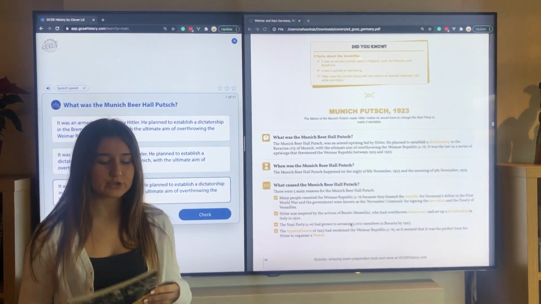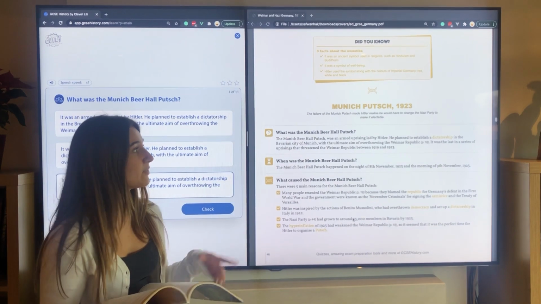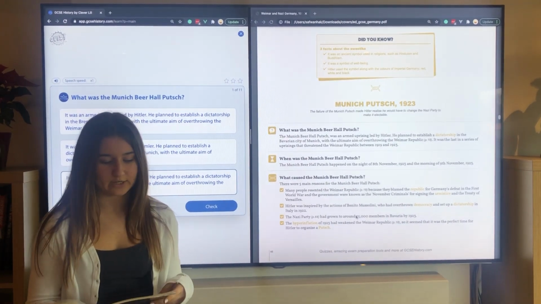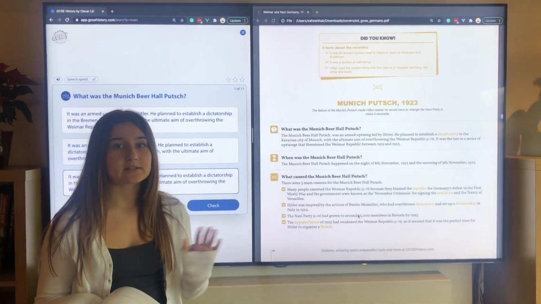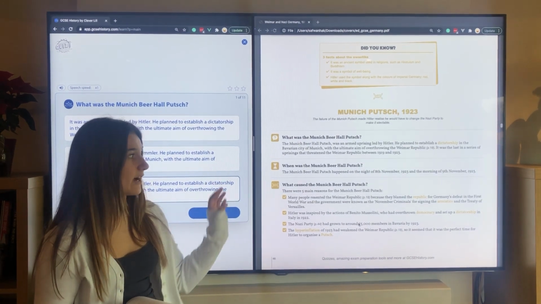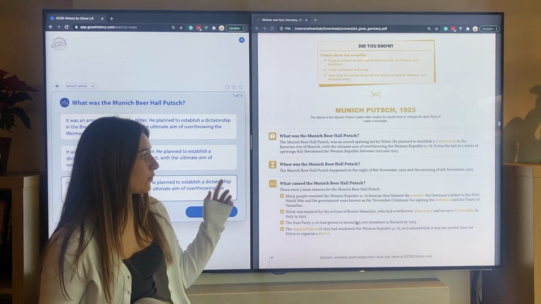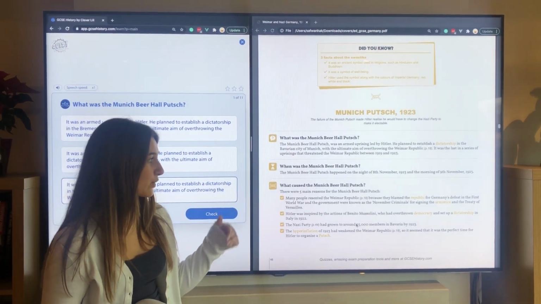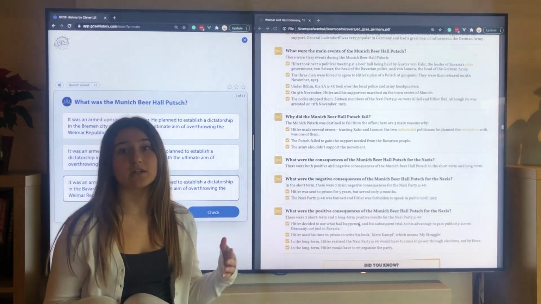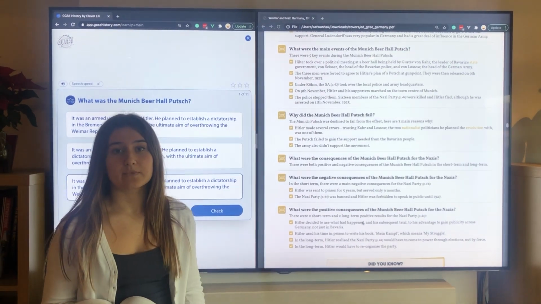So if we just look at page 46, you can see it up here, we're going to look at the Munich Putsch in 1923. As you can see, the format is completely different to a typical textbook. It's all divided into key content that your students will need to know. So here we can see what it was, when it was, what caused it, what happened, and what were the consequences.